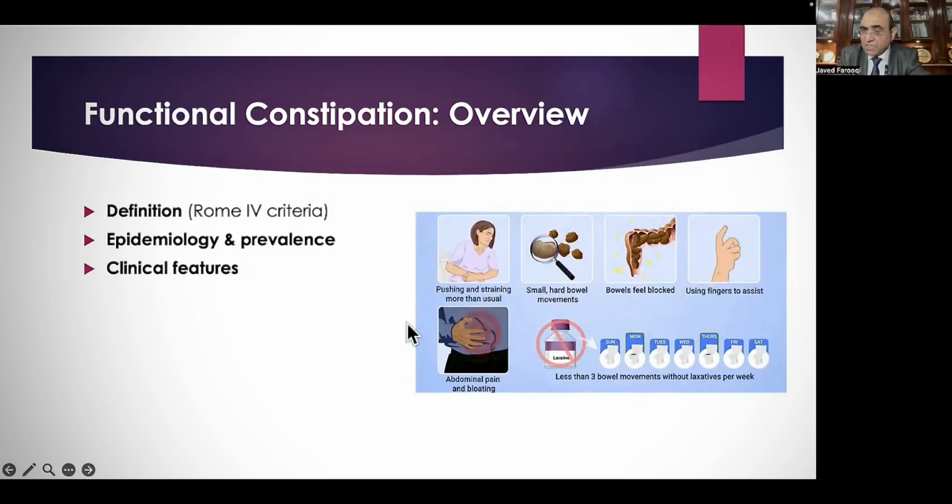The clinical features, as said before, are abdominal pain and bloating, pushing and straining more than usual, small hard bowel movements, and a feeling that the bowel is blocked, and at times using fingers to assist, and less than 3 bowel movements without laxatives per week. All these are the different clinical features, and a person may have one or two or more of these features to qualify as having functional constipation.